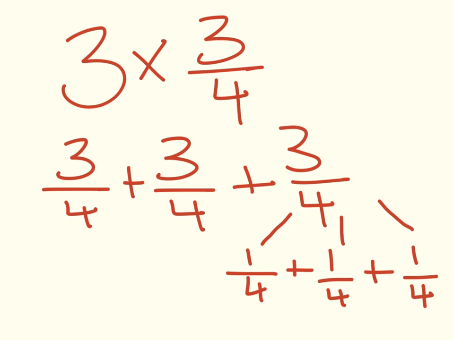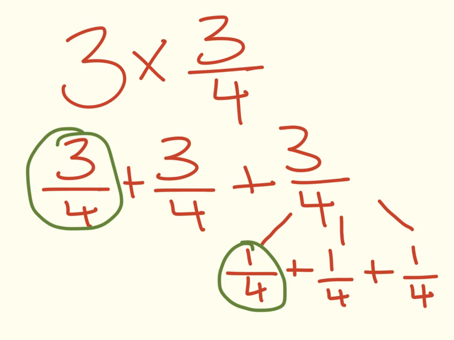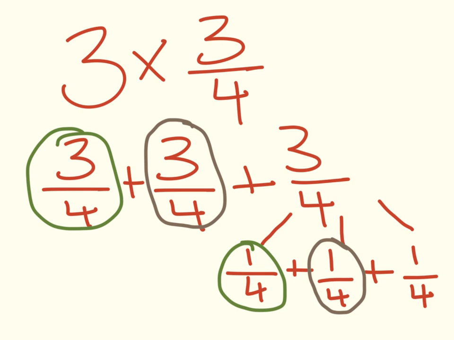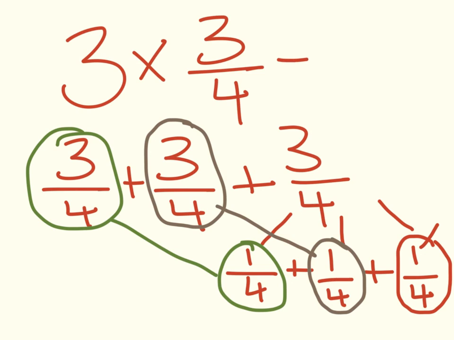To find 4/4 to make my first whole, I have 3/4 here and 1/4 here. To find another 4/4 to make my second whole, I have 3/4 here and I have 1/4 here. I have 1/4 remaining that does not make a whole. So counting up my wholes, I have 1 whole, 2 wholes, and 1/4. So my answer is 2 and 1/4.